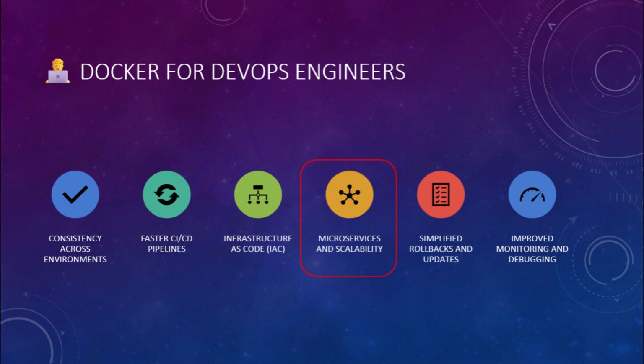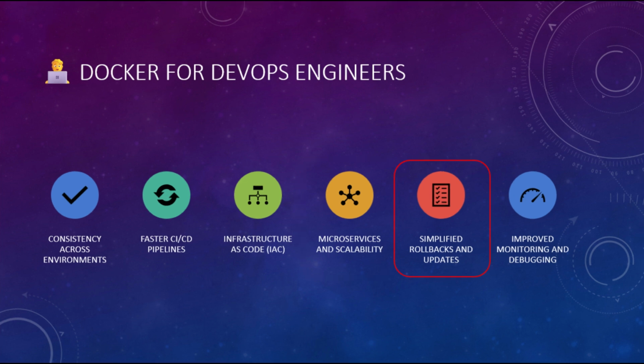Number 4. Microservices and scalability. DevOps favors microservices architecture, and Docker is ideal for that. You can split large applications into small, manageable services, each running in its own container, independently deployable and scalable. Number 5. Simplified rollbacks and updates. Want to revert to an older version? Just redeploy the previous Docker image. Need to scale up? Use orchestration tools like Kubernetes or Docker Swarm to launch more containers automatically.